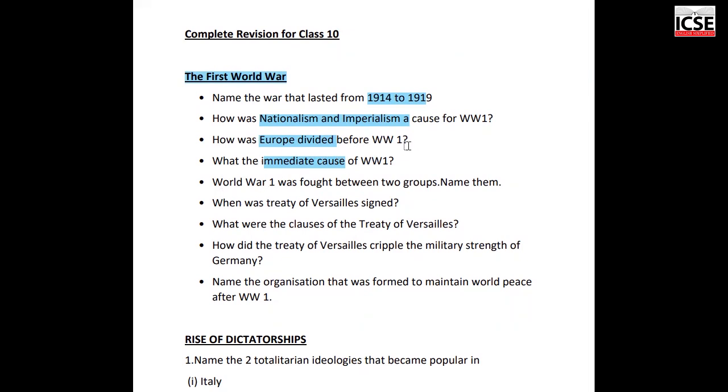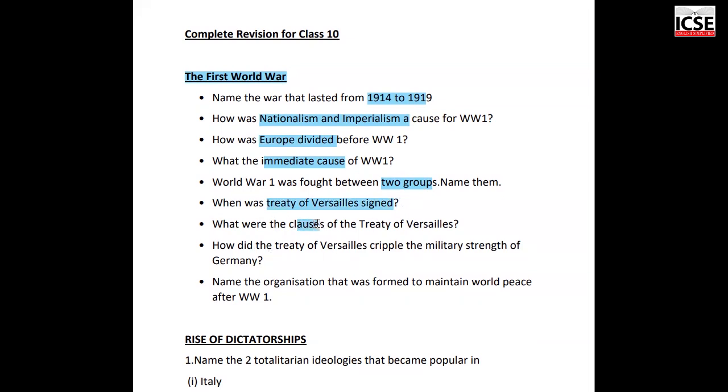So Europe was divided into two camps, but when the war was on, the First World War was fought between two groups. What are the groups? The names given to them were Allied Powers and Axis Powers. So again, you should know the names of the countries in the Allied Powers and the names of the countries in the Axis Powers. When was the Treaty of Versailles signed? 28 June 1919, very important date.